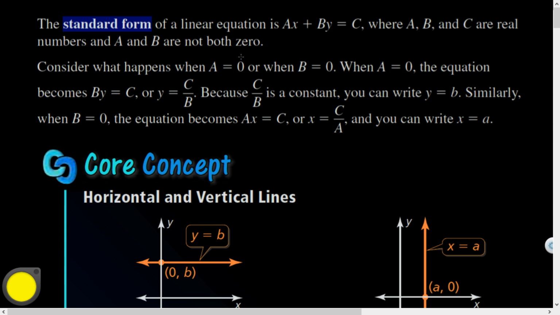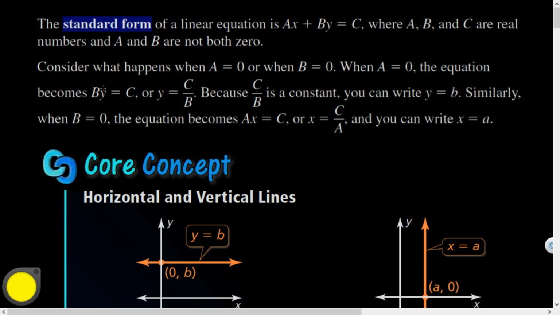Okay, so it's possible that if a is 0, then 0 times x is 0. If b is 0, then 0 times y is 0. But I do not want an equation where both of those things get zeroed out. Consider what happens when a equals 0 or when b equals 0. That's what we just talked about.